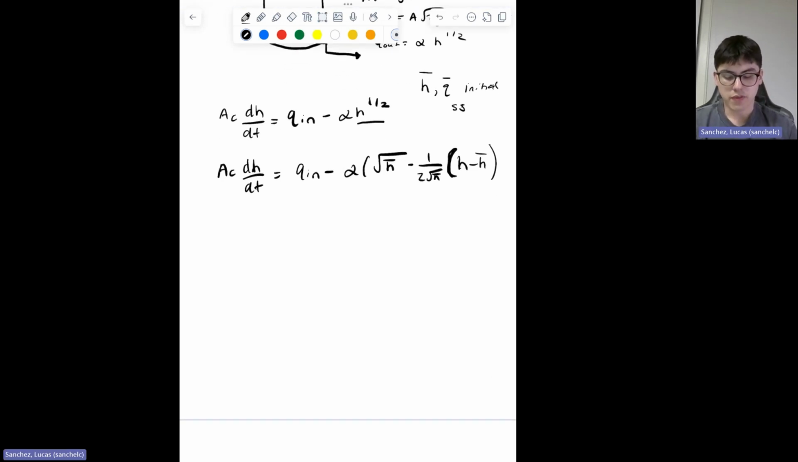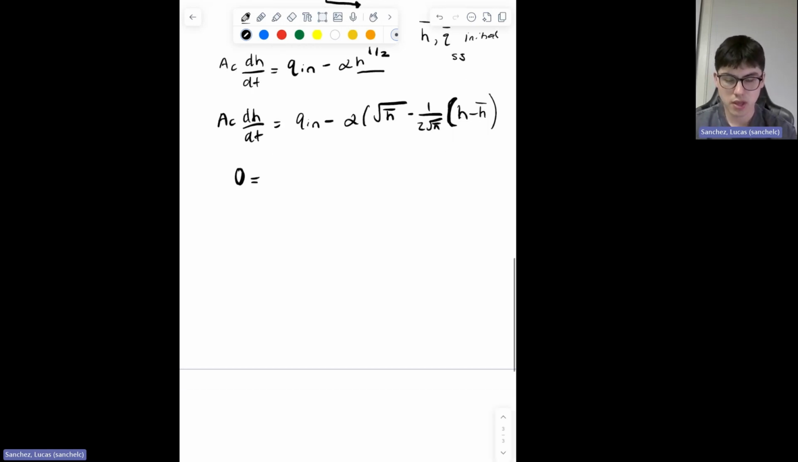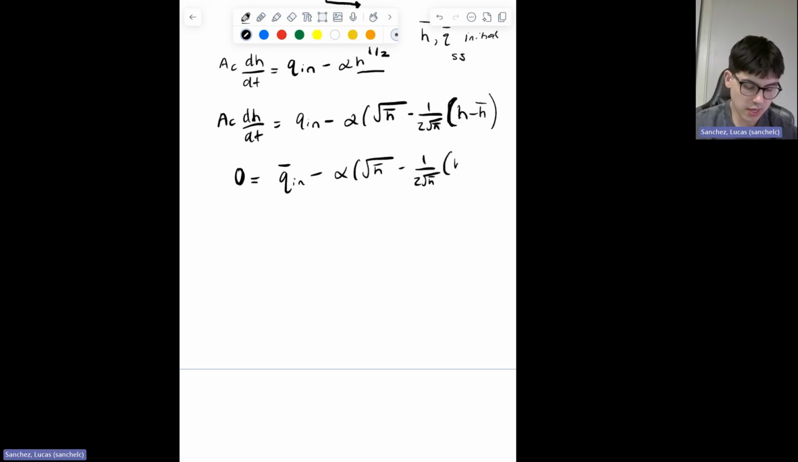And then we can further simplify by looking at the function at its initial steady state. We know that at the initial state we have a steady state, so the level in the tank is not changing, so dh/dt is 0, so the whole left side is 0. And we have 0 is equal to Q bar minus alpha square root of h bar.